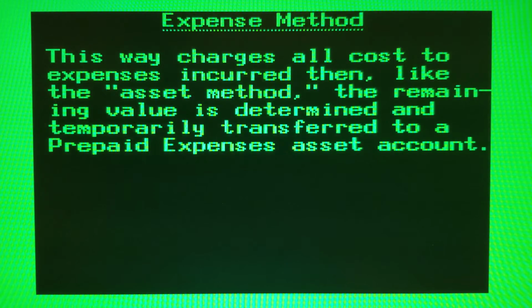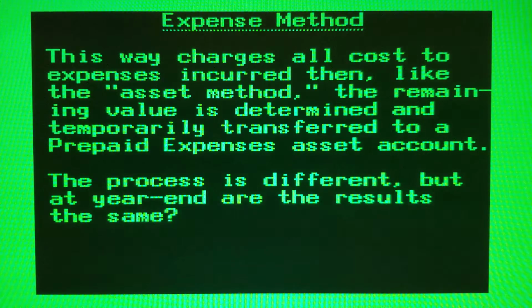This is the asset method for accounting for prepayments. The second way charges all costs to expenses as incurred, then like the first method, the remaining value is determined and temporarily transferred to a prepaid expenses asset account. The process is different, but at year end, are the results the same?